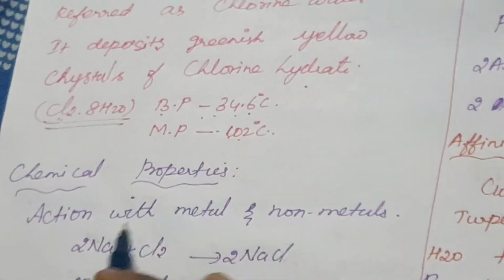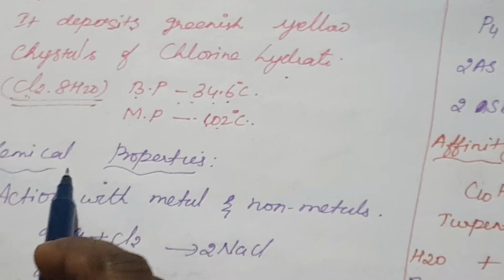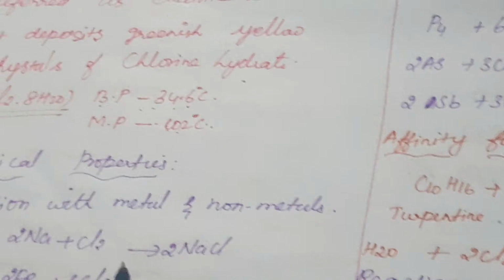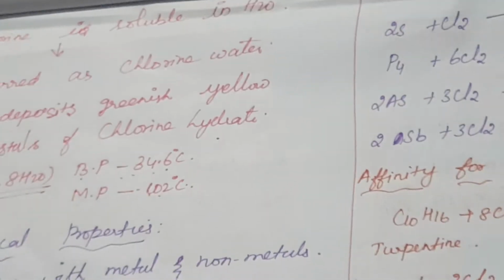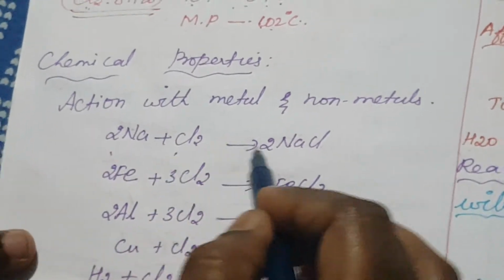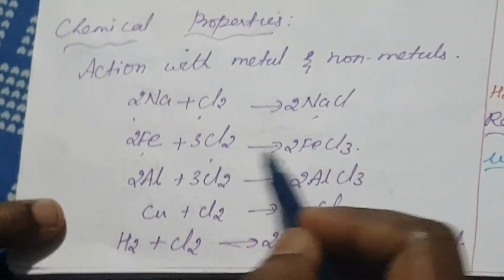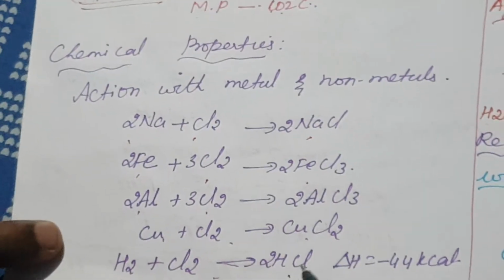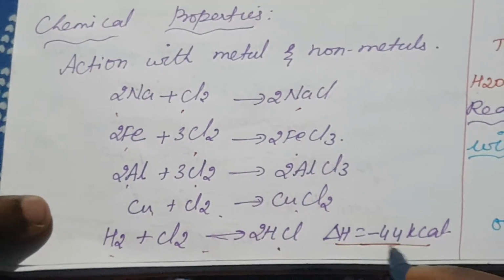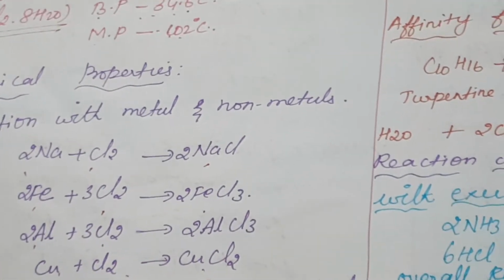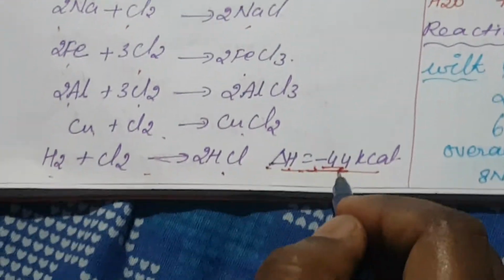Now, what are the chemical properties? It reacts with metals and non-metals. Sodium plus chlorine gives sodium chloride. What are the metal reactions with chlorine? Sodium reacts with chlorine to form sodium chloride. Iron reacts with chlorine to form ferric chloride, and there are also aluminum chloride and cuprous chloride. Heat will be evolved. That is the enthalpy: delta H, a minus value, means heat is evolved.